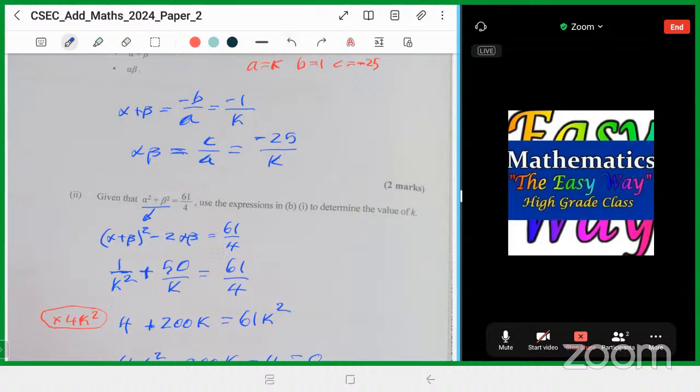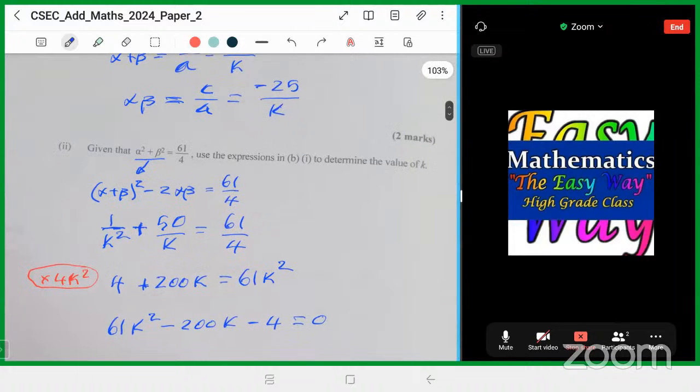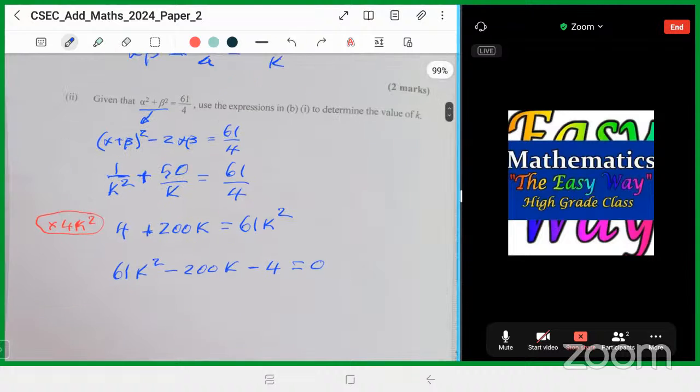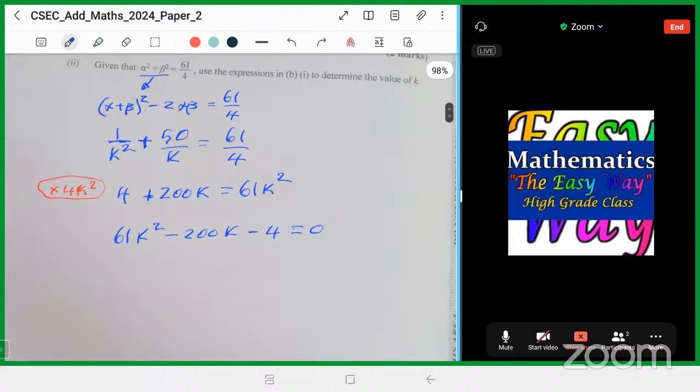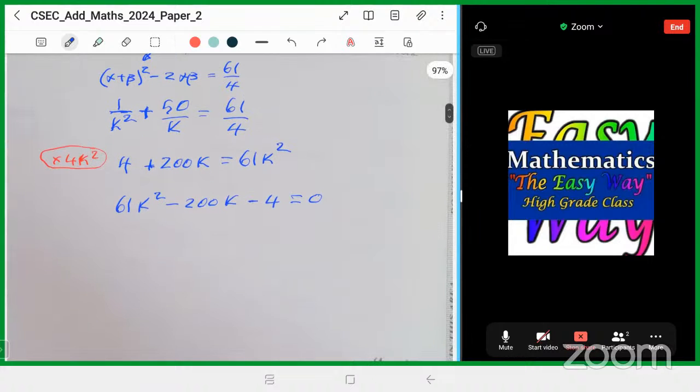Just double checking what we have so far, because the number's not looking so friendly. And then I'm going to multiply it by 4k squared to get rid of these fractions. And so the first term there becomes a 4. That's correct. And 4 times 50 is 200 times k. And then the 4 is eliminated, it's k squared. Transpose. All right, so I'm not getting this to factor. So maybe I'll just drop it in the quadratic formula and see what happens.